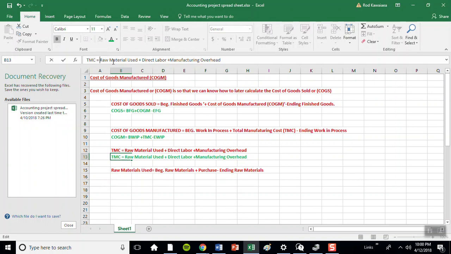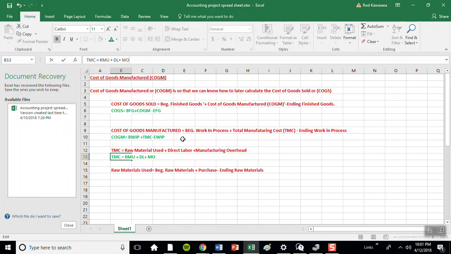Equals RMU. Oh, what's going on here? Give me a second. RMU plus direct labor, or DL, plus our manufacturing overhead, or as I'll call it, MO. Now we have our formula to find our total manufacturing cost.